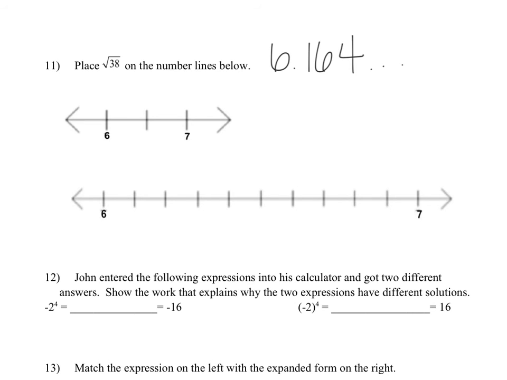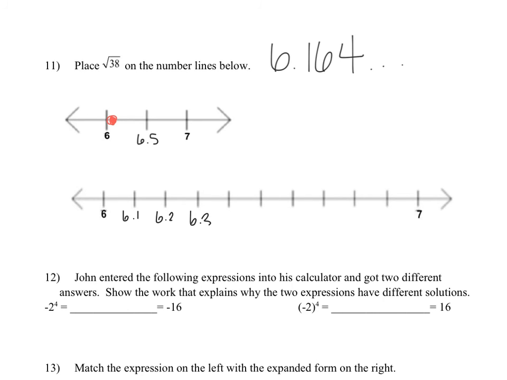These two number lines are a little bit different. The first number line is simply cut in half, so that would be 6.5. The second number line is cut into 10 spaces. So this is 6.1, 6.2, and 6.3. If our number is 6.164, for the top number line, obviously that's not half. It's closer to right in here.